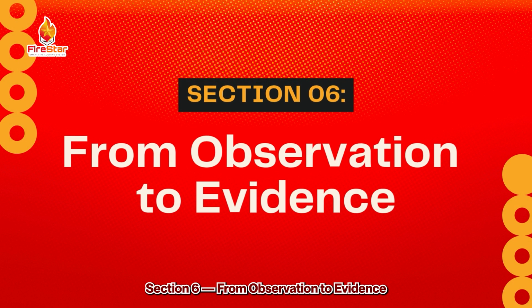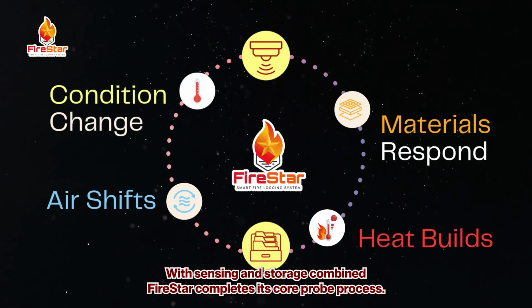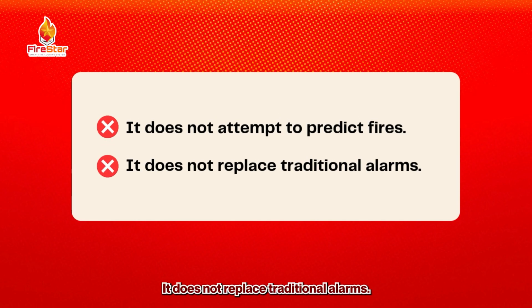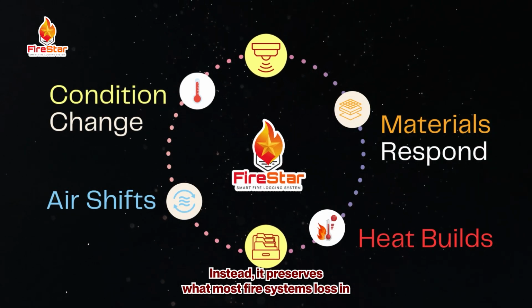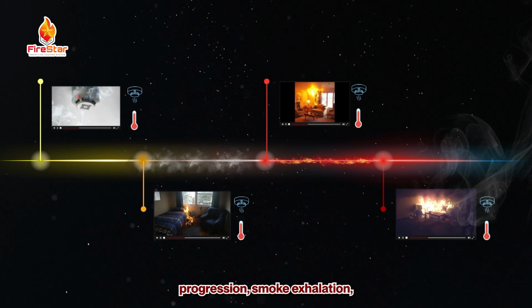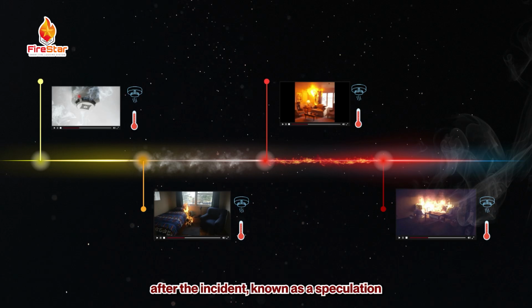Section 6. From observation to evidence. With sensing and storage combined, FireStar completes its core purpose. It does not attempt to predict fires. It does not replace traditional alarms. Instead, it preserves what most fire systems lose: the environmental history leading up to the emergency. Temperature progression, smoke escalation, visual condition during the event. These elements form a documented timeline that can be reviewed after the incident, not as speculation, but as recorded evidence.